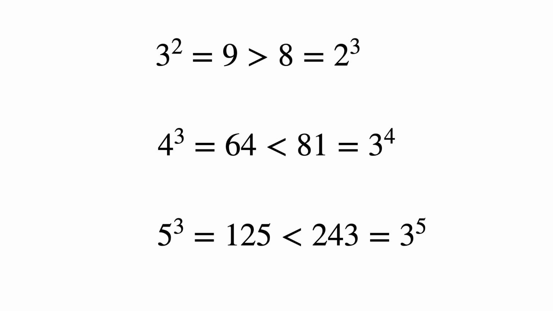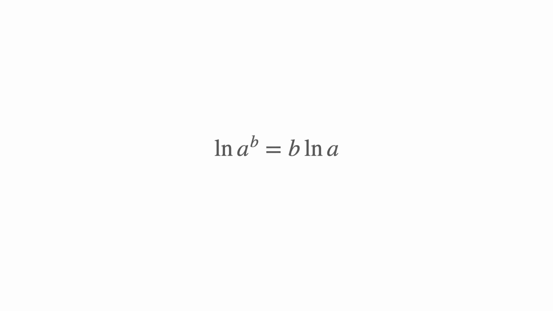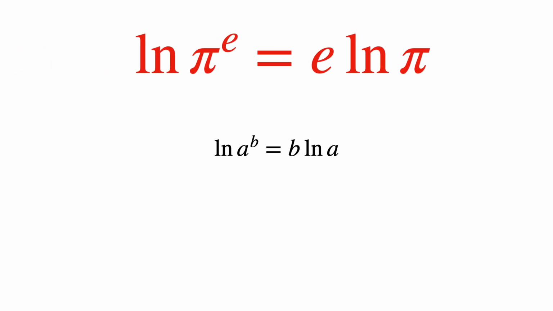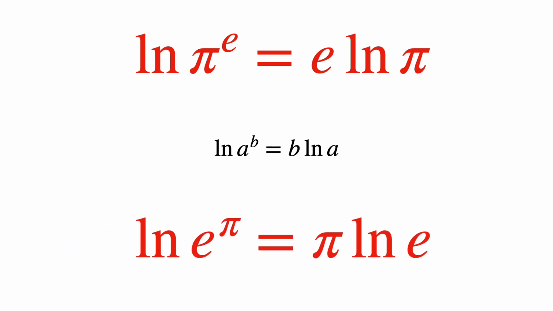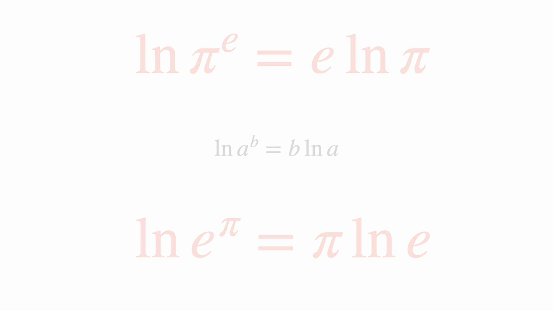We can verify this by taking logarithms of both expressions. The logarithm of a raised to the power of b is b times the logarithm of a. So the logarithm of pi raised to the power of e is e times the logarithm of pi, and the logarithm of e raised to the power of pi is pi times the logarithm of e. Now, we need to compare e times the logarithm of pi versus pi times the logarithm of e.